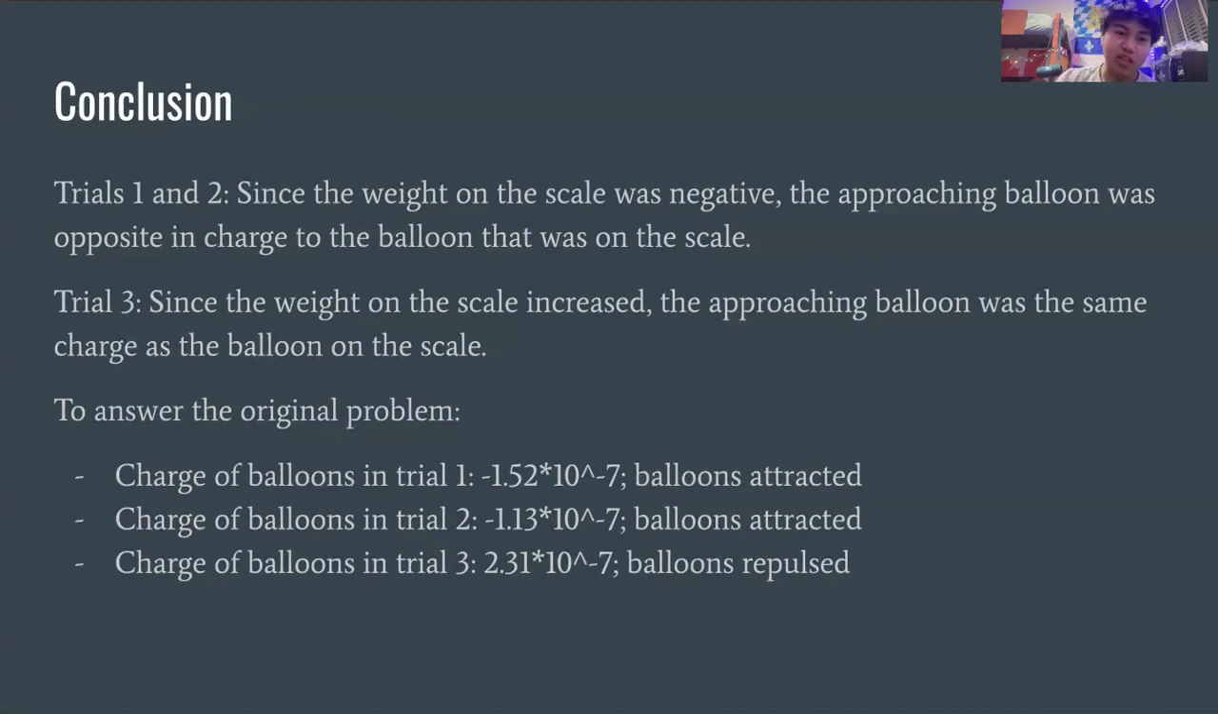So overall, to answer the original problem, in trial 1, the calculated charge was negative 1.52 times 10 to the negative 7, and the balloons attracted. The charge of the balloons in trial 2 was negative 1.13 times 10 to the negative 7, and the balloons also attracted. And then finally, for the charge of the balloons in trial 3, we calculated 2.31 times 10 to the negative 7, and the balloons repulsed.